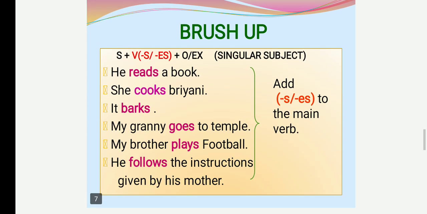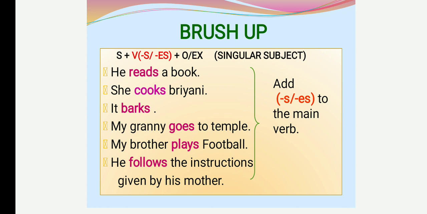Next, I have given a few examples in order to brush up the structure for singular subject. I gave examples for all singular subjects as far as I could. Look at the subjects alone first: he, she, it, my granny, my brother, he. All these subjects are singular. Then look at the verb: reads, cooks, barks, goes, plays, follows. All verbs change form by taking s or es.